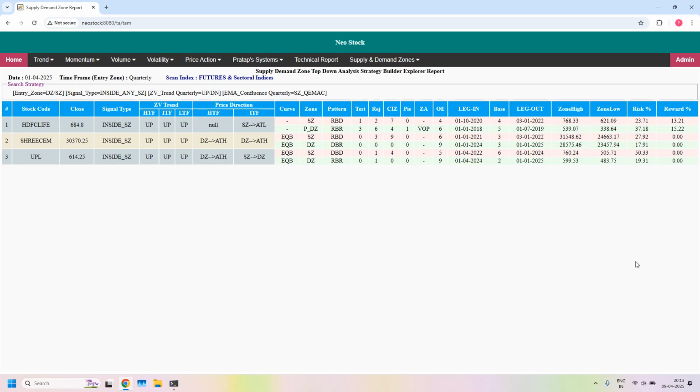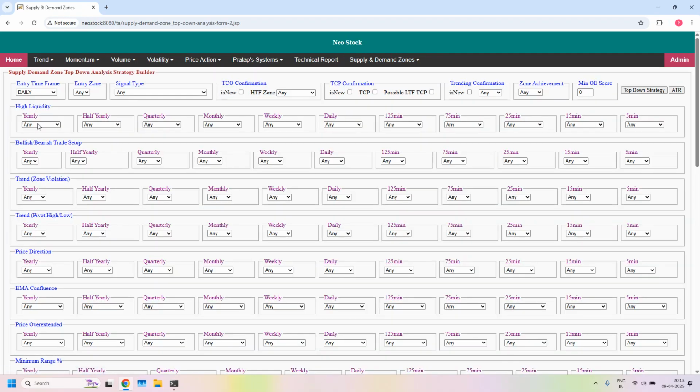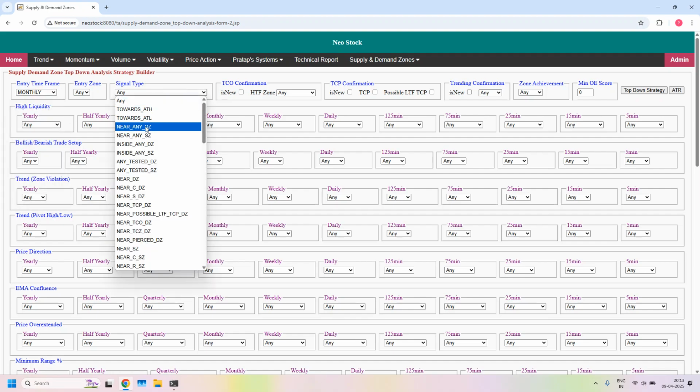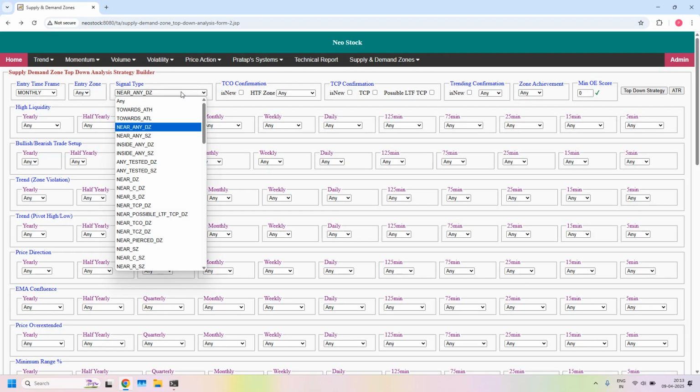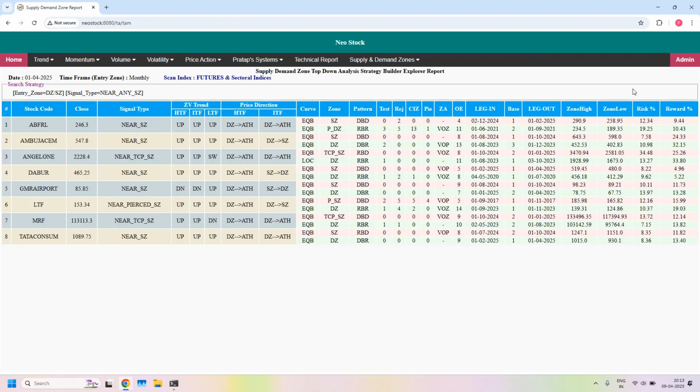Okay, so this is about the quarterly time frame. Next time frame is monthly. Stocks near monthly demand zone. We got 9 stocks. Next, stocks near monthly supply zone. We got 8 stocks.